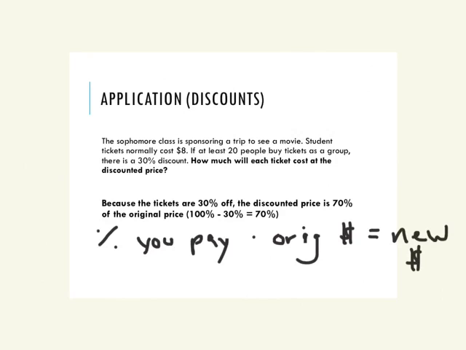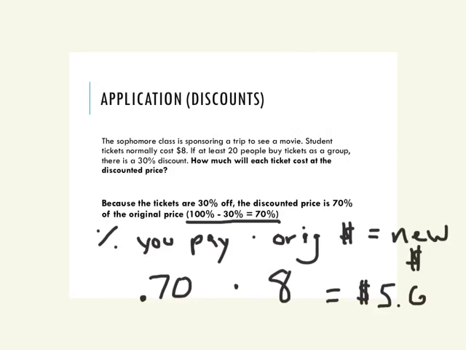So, what percent do you pay? Well, if full price is 100% and you get 30% off, then that means you pay 70%. So let's change that to a decimal, 0.70, and then we multiply that by the original price. And what was the original price of the tickets? $8. So then in your calculator, you would do 0.7 times 8, and that tells you that your ticket to the movie theater is $5.60.